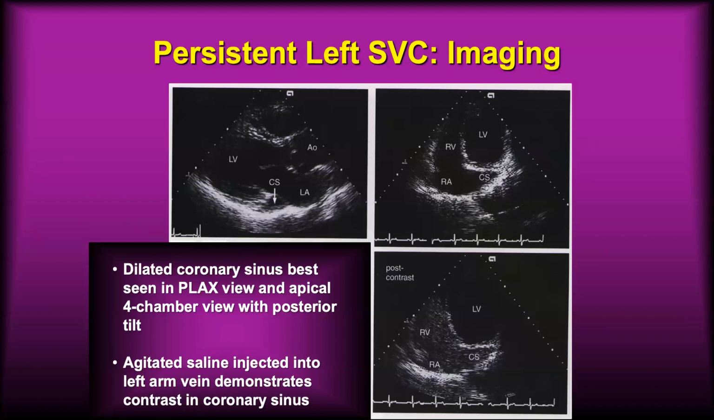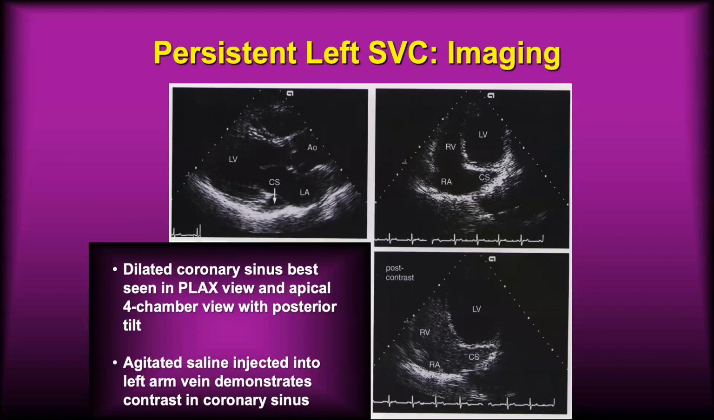And to confirm this connection, you do a bubble study, agitated saline injected into a left arm vein, because then it's going to drain via the persistent left superior vena cava. Okay, that's a question they're going to ask you on a registry. Left arm vein, not the right arm vein. Make a note of that one. Then the bubbles will show up in the coronary sinus and then into the right atrium.